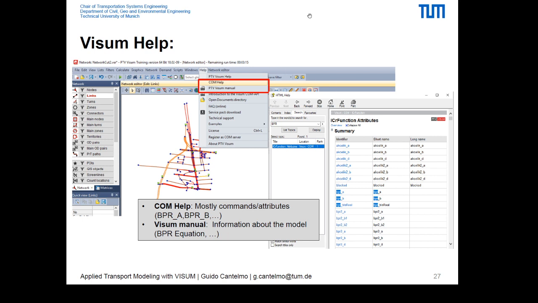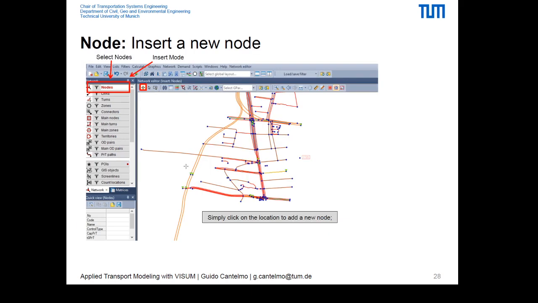Last but not the least, Visum help is extremely important. You can use the help of Visum to understand what everything is, where elements are in Visum. So for instance, if you don't know where the BPR is, you can use the COM help or the manual, and you can just look for BPR A, BPR B. I will also show you how to use this in this video, basically. Okay, then we will have the last part, which is related to the node.